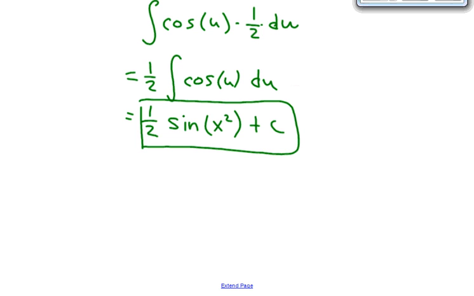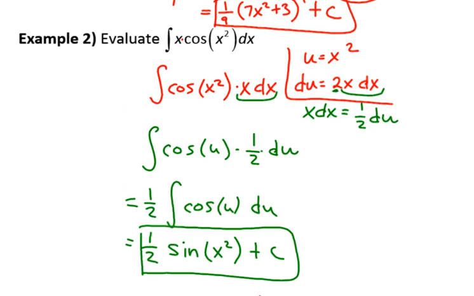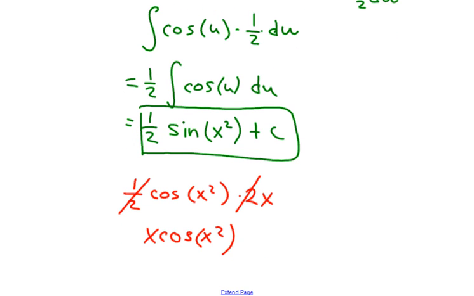Now you can always check to make sure that your answer is correct by just simply taking the derivative. So if I were to take the derivative here, you would get 1/2. Derivative of sine is cosine of x squared times 2x. 1/2 cancels out with 2, and I'm left with x cosine of x squared, which is what I started with at the beginning. So you can easily check your answer if you want to.